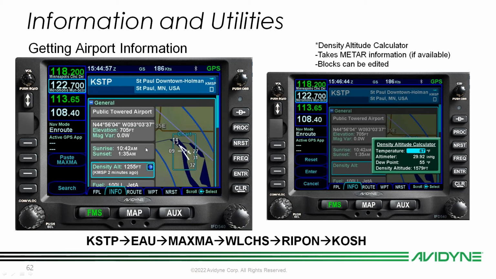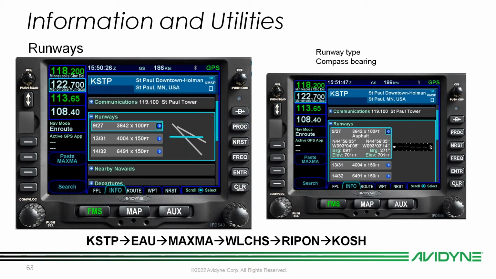What's really cool about this particular block is we do have a density altitude calculator. Now, this is going to take information from the METAR if the IFD is getting it, if you're getting that information from ADS-B. If not, we can always plug those in from the METAR. So we can edit those blocks and do whatever we want to get the density altitude that we're looking for as well. Usually in most cases, if we're getting METAR information, that stuff is automatic in our density altitude calculator. So if you want to see the density altitude, we can look at it on that page.